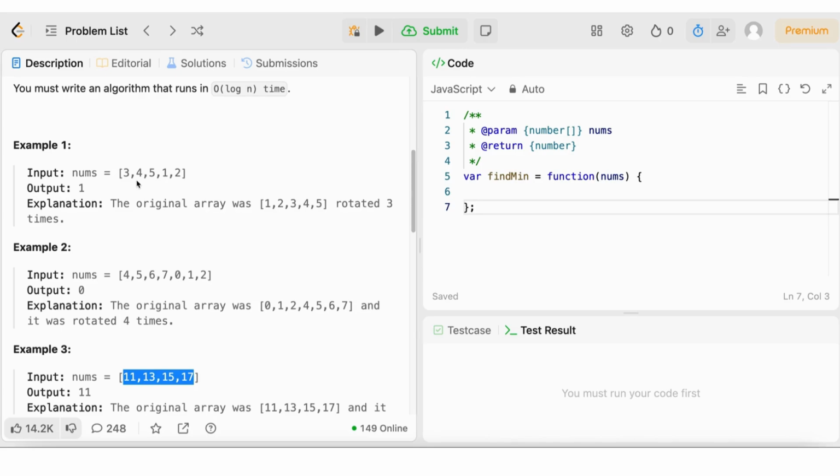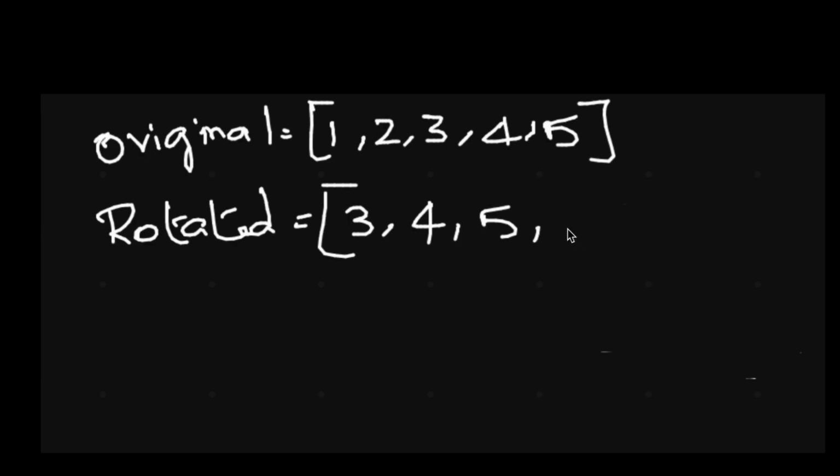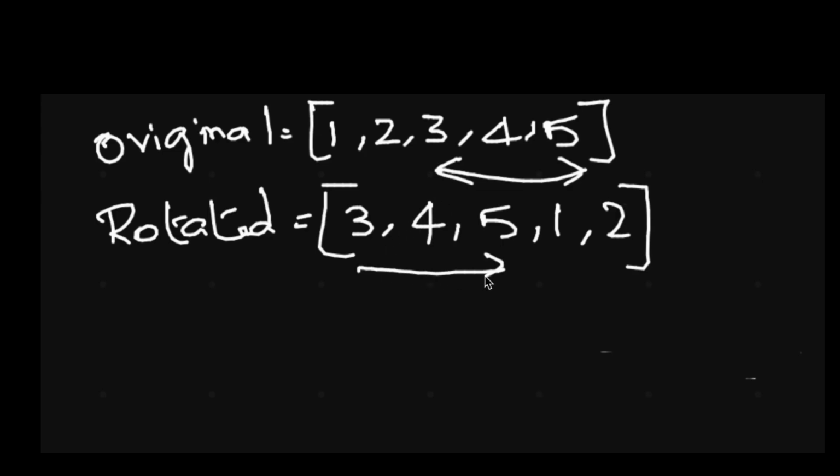We need to do it in time complexity order of log n. We need to find the minimum element efficiently. So let's dive in. We have an original array 1 2 3 4 5. So how do we get this rotated array from the original? Here we see 3 4 5 and 1 comma 2. This 1 comma 2, the zeroth and first index, will be rotated and added to the back. So after 5, that 1 will be added, then after 1, that 2 will be added. If we rotate one more time, 3 will also be added at the end. Then 4 5 1 2 3, like this the array will come.